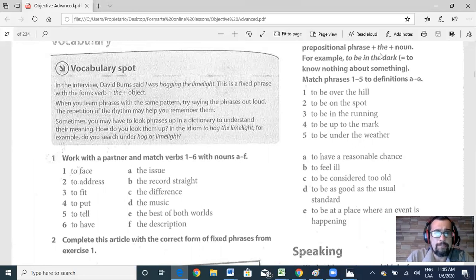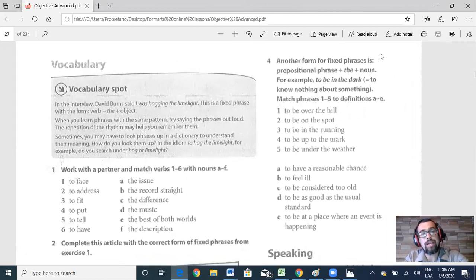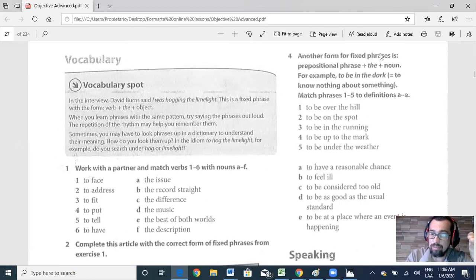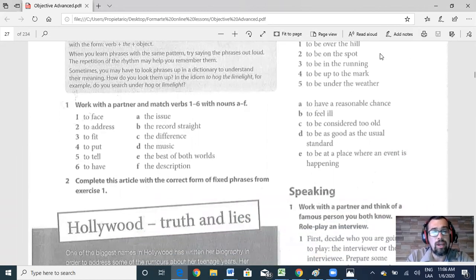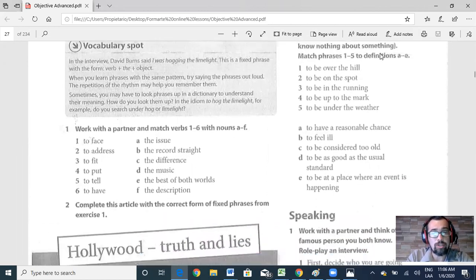For example, it says work with a partner. Well, we don't have partners here, but in your house, please work to match. So what do you say? Do you say to face the issue or to face the record? I mean, try to match these expressions and see if you can understand them. If you don't know them, you can ask me right away or look at them directly in the dictionary. But please remember that in each unit we're going to be looking at some vocabulary parts, and in this case we're going to be working with these expressions.